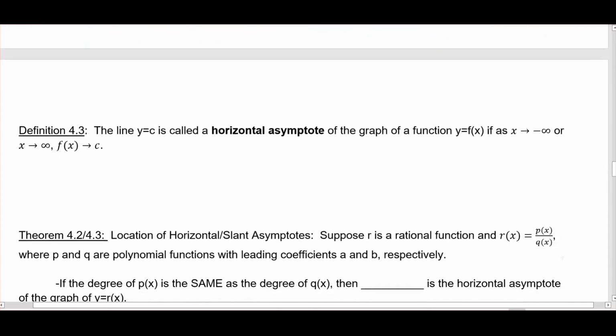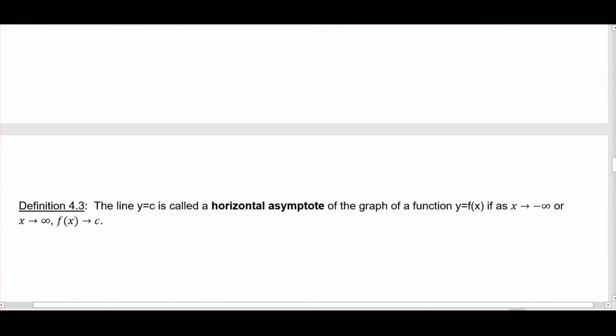Okay, now we're going to talk about horizontal asymptotes. So this is what we would call end behavior. What happens on the ends? We saw with polynomials that the graphs had end behavior that went up or down on the right and went up or down on the left. For rational functions, we're going toward not infinity, but maybe a horizontal line or a slanted line. So let's just draw a picture here. We call the line y equals c a horizontal asymptote.